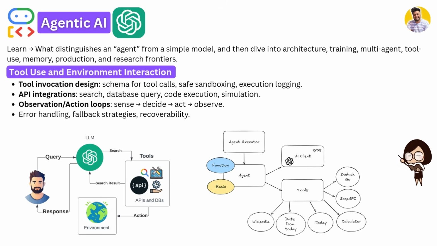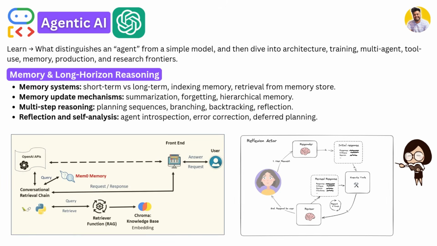Okay. After that, you can also add memory into the AI agents, for which you can use the mem0 library. It can work as short-term memory or long-term memory as well. You have to learn about how to index memory for faster retrieval. You can also learn about multi-step reasoning, meaning planning in sequences or branches, backtracking, or reflection, as I already said in the previous case.